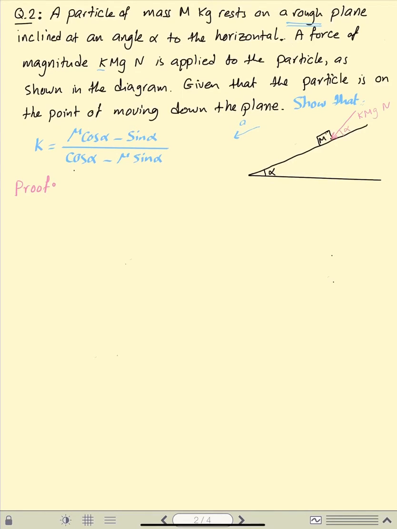Step 2, components of weight. This one here is the parallel component to the plane of the weight. So the first two forces we start with are the components of the weight. This one is mg cosine alpha. This one is mg sine alpha.